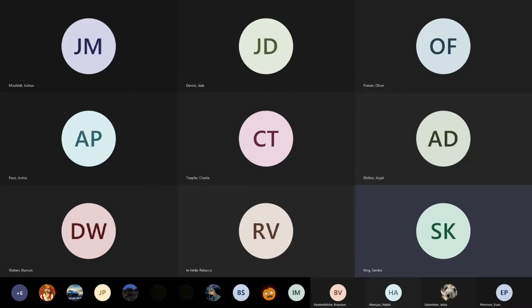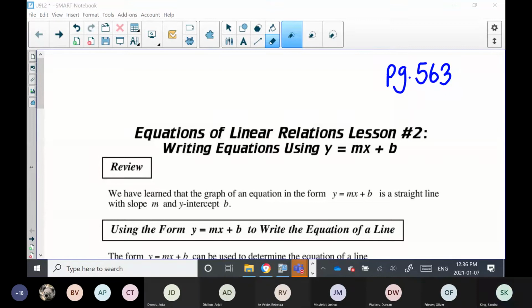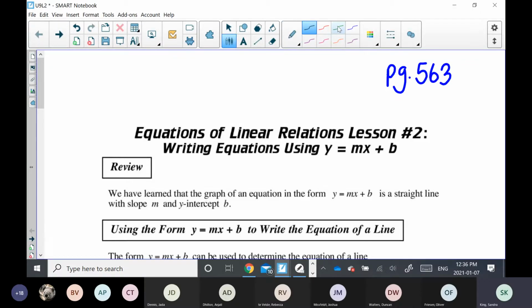Okay, so we are working on lesson 2 of your workbook, which is on page 563. And this is just a continuation of what we learned in lesson 1. So in lesson 1, you were introduced to the equation y is equal to mx plus b. And this is the equation of a line in slope y-intercept form.